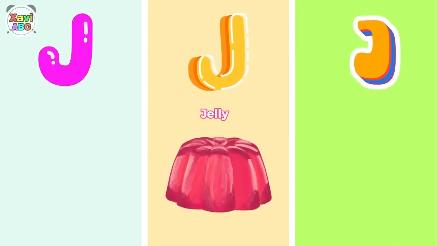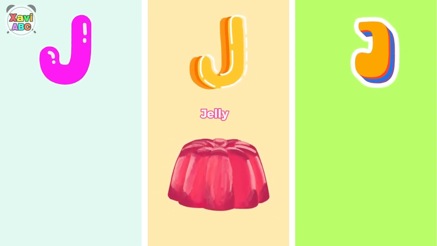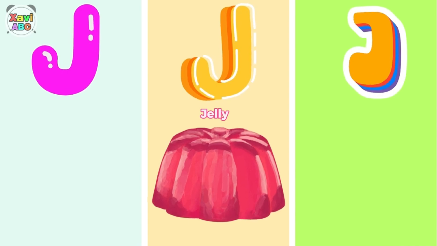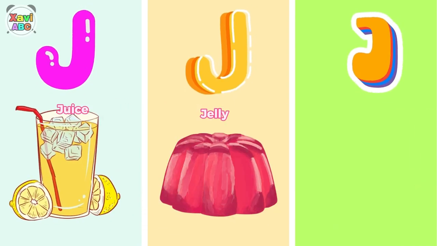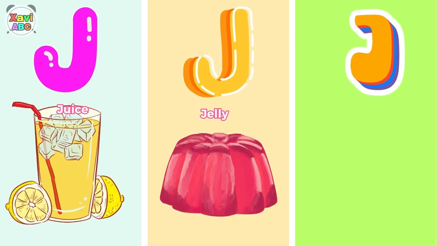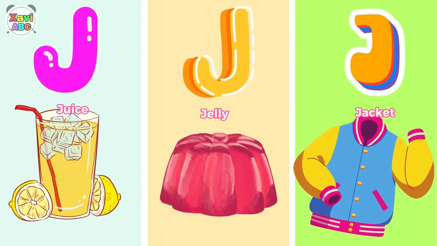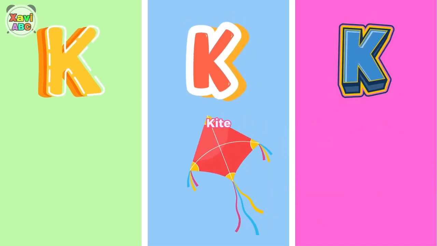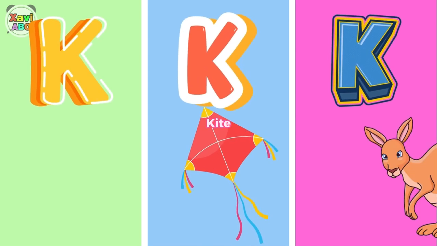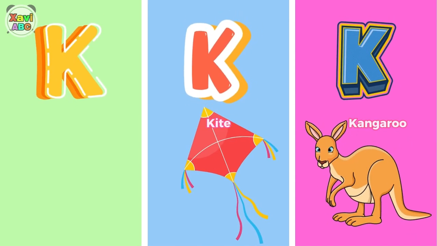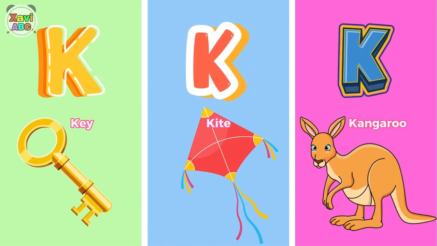J is for jelly, J, jelly. J is for juice, J, juice. J is for jacket. K is for kite, K, kite. K is for kangaroo, K, kangaroo. K is for key, K, key.